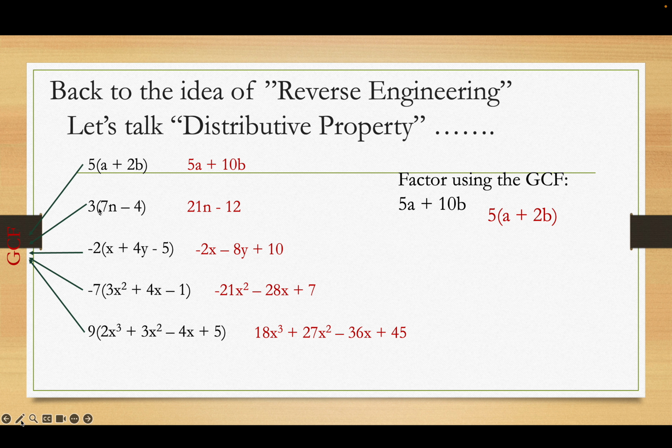Just looking very quickly at the 21n minus 12, 21 and 12 share 3 in common, so I factor out that 3. That's how it gets outside the parenthesis here. And I'm left with, factoring is division. 21 divided by 3 is 7n. Negative 12 divided by 3 is negative 4. Distribute back and check. 3 times 7n is 21n. 3 times negative 4 is negative 12.